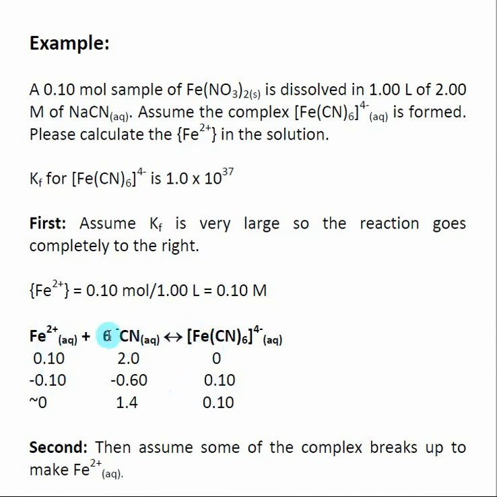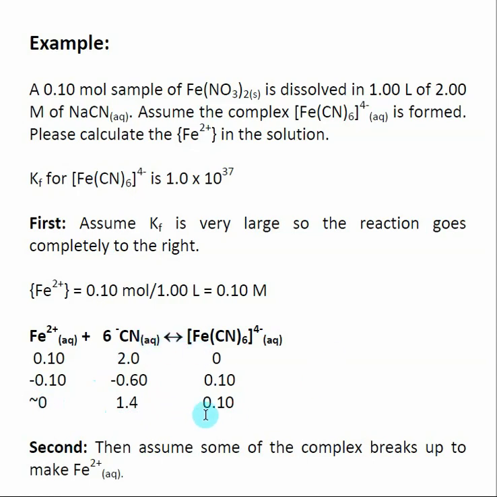The ratio between iron 2 plus and cyanide is 1:6. So if I use up 0.1 molar of Fe2+, I use up 0.6 molar of CN-. So if we start with 2 molar and we use up 0.6 molar, what we have left is 1.4 molar in solution. This is where we start, but we can't remain here because we cannot have a zero concentration of Fe2+, because we are at equilibrium.